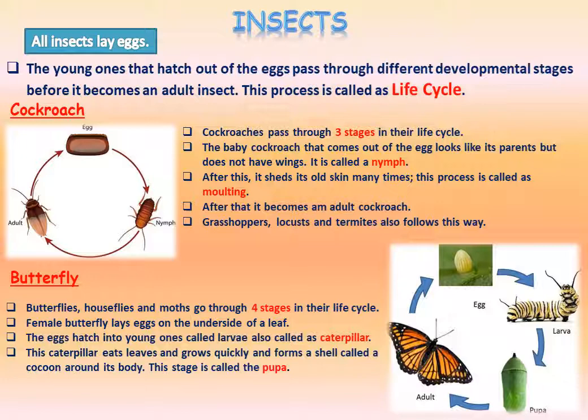And then a shell will be formed around it. You can see the third image. A shell is formed around the larva, and this stage is called pupa. Then after the pupa, it will become an adult butterfly. It will grow its wings, and this pupa will turn into a big butterfly.